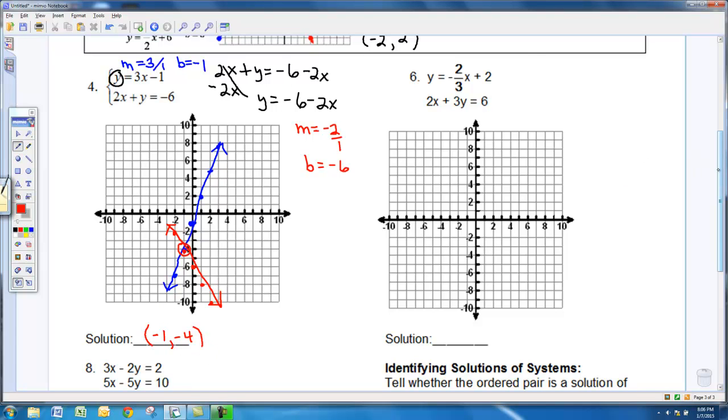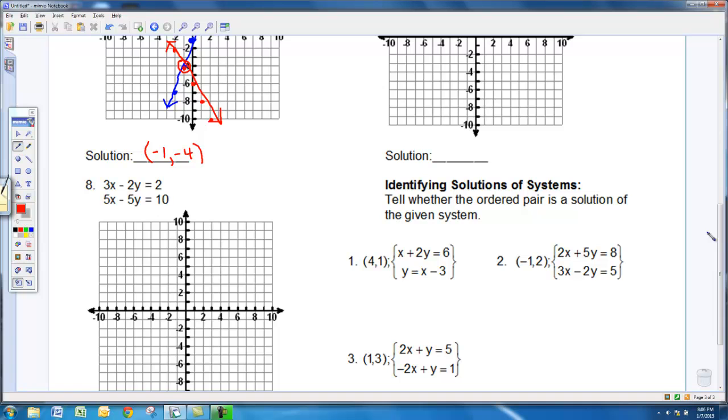Okay, one more example. We're going to tell whether the ordered pair is a solution of the given system. So we want to know if the ordered pair 4, 1 is a solution to this given system of equations. If it is a solution to the system of equations, it will make both of the equations true. So we need to plug in 4 for x and 1 for y in each of the equations and then simplify. So let's do the first equation.